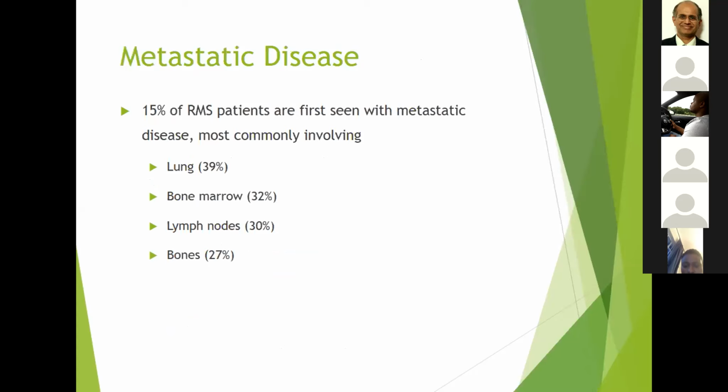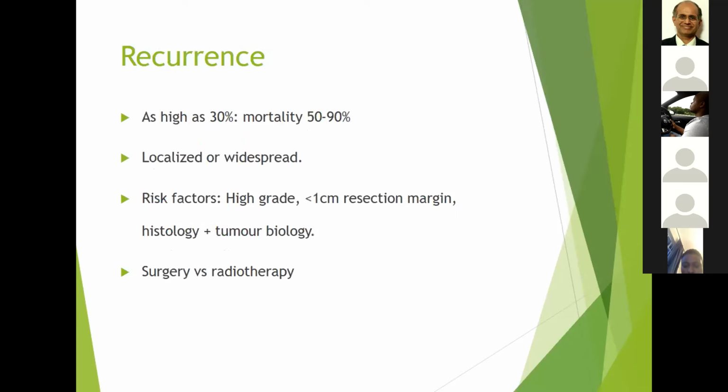Metastatic disease: 15% of the patients might present already with metastatic disease at the time of presentation. And the most common areas are your lung, your bone marrow, lymph nodes, and your bones. Recurrence rate is as high as 30%, and it's got quite a high mortality rate. It can either be localized or widespread.